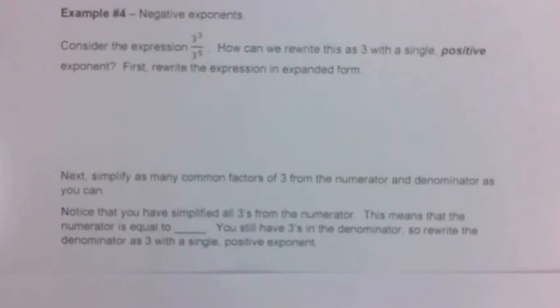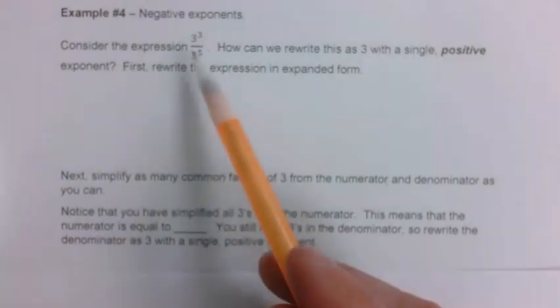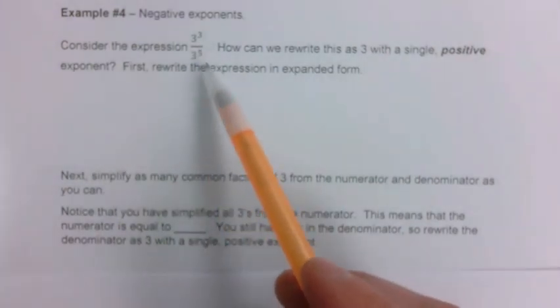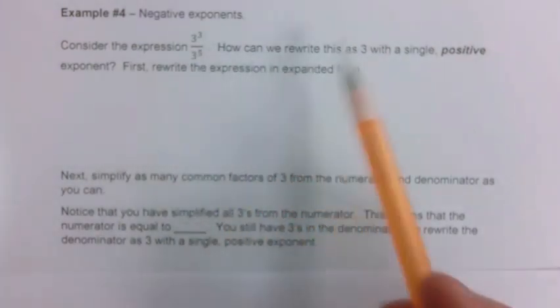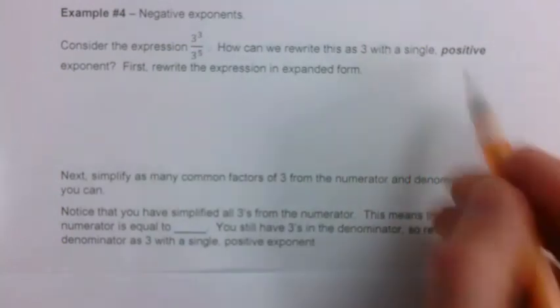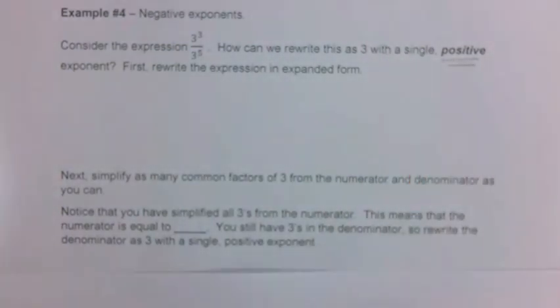Let's investigate negative exponents. In our last examples, we had a couple of exponents that turned out to be negative numbers. Consider the expression 3 to the 3rd power divided by 3 to the 5th power. How can we rewrite this as 3 with a single positive exponent?